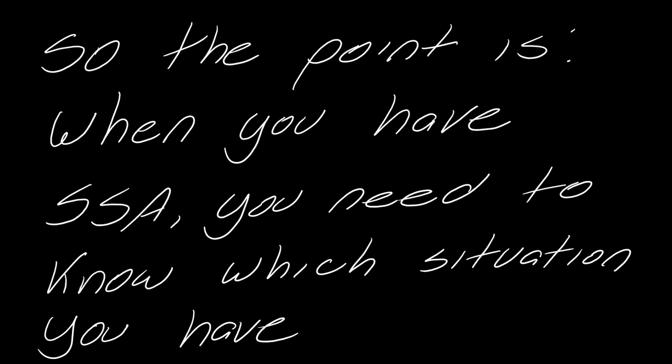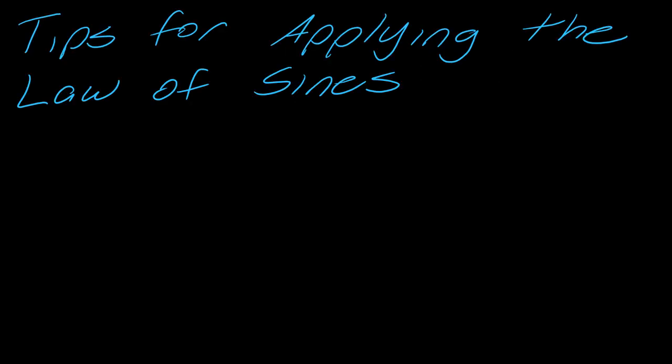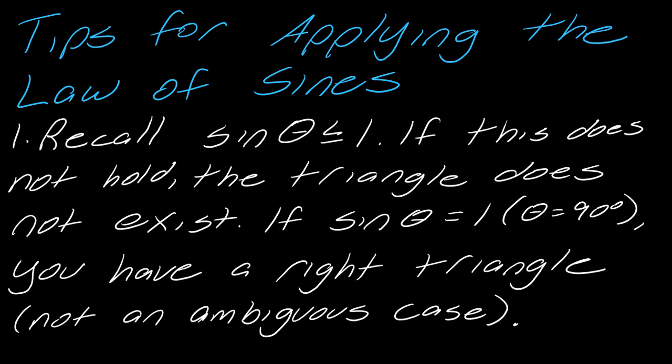All right, so the point is, when you have SSA, you need to know which kind of situation you have. Are you in a case that's ambiguous or not? This feels very tricky, but there are some clues for which situation we have. This is actually pretty straightforward, so don't worry if it feels confusing. The point was for you to have that intuition, and now I'm going to show you mathematically how this all comes together. So let me give you a few tips for applying the law of sines.